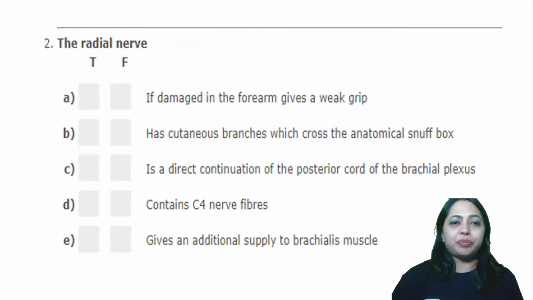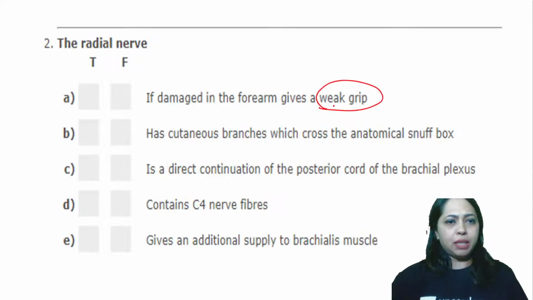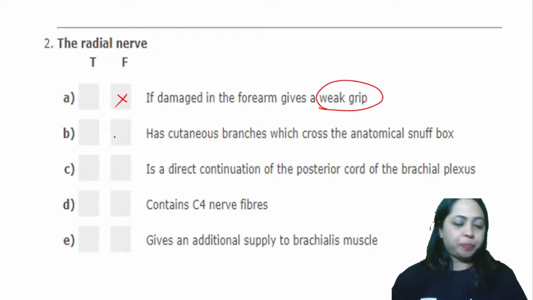Next one. The question is about the radial nerve. If the radial nerve is damaged in the forearm, it gives a weak grip. Is it true? Is it the muscle for gripping supplied by radial nerve or ulnar nerve? It is supplied by ulnar. So radial nerve has got nothing to do with that. So it is false. Next one.